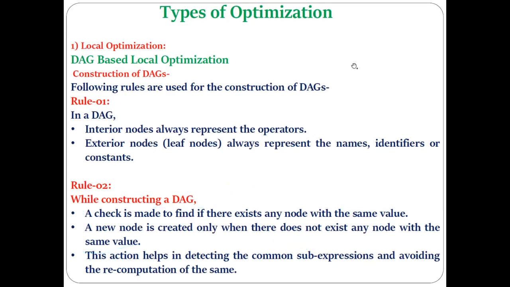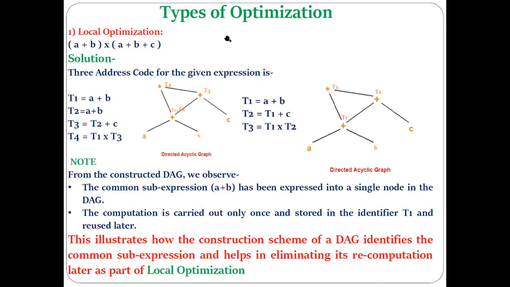Okay, let's see an example so that you will get a clear idea. Now we have given the example a plus b, in brackets, into a plus b plus c, in another bracket. The three address code for this can be written like this. I am showing you two cases: the three address code which is unoptimized, and next I will show the three address code which is optimized. So this is the unoptimized three address code.